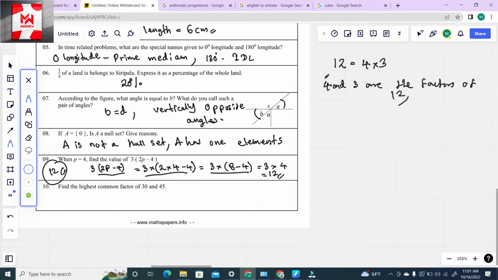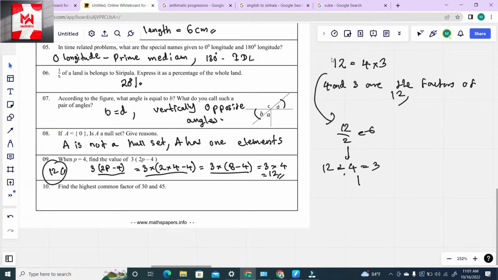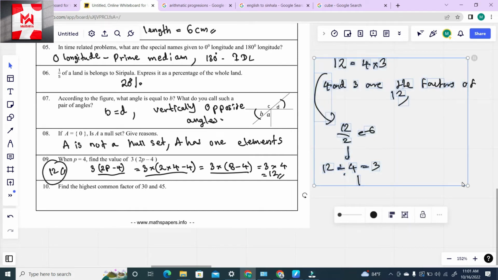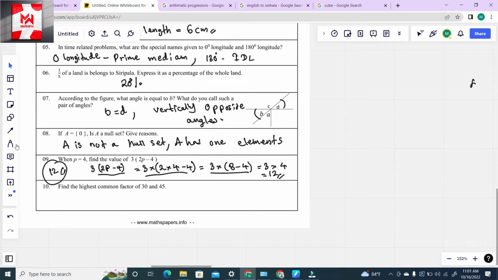And another definition: 12 we can divide by 2, it's 6. Therefore 2 is a factor. 12 we can divide by 4, it's 3. Therefore 4 is a factor. So this is the easy method for factors. If you can divide any number by a second number, the second number will become a factor of the first number.